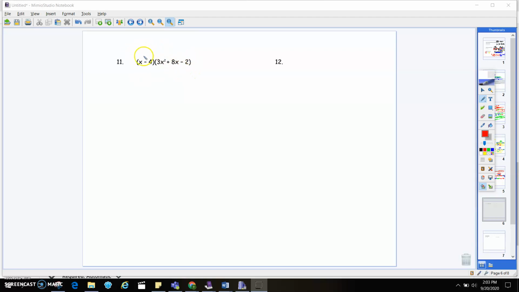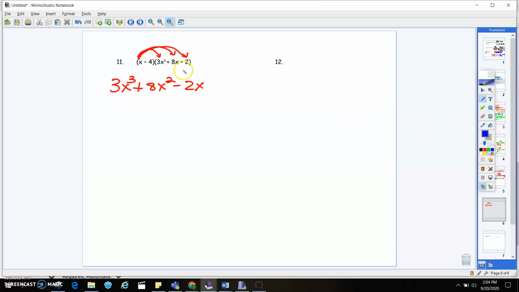So the first way I'm going to do this is I'm going to distribute, okay? So I'm going to share all my cookies with this parentheses. So x times 3x squared is going to give me 3x to the third power. Remember, we're going to multiply the coefficient, but we're going to add the exponents. x times 8x is going to give me 8x squared. x times negative 2 is going to give me negative 2x.